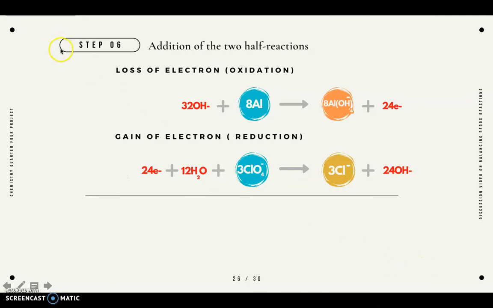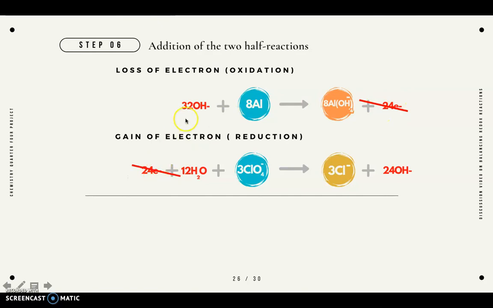So we will proceed to step 6, the addition of the two half reactions. We will add these two half reactions together, the oxidation and the reduction half reactions. And we will also cancel out the electrons and substances present on both sides. So we will do that first. As you can see, there are 24 electrons on the left side and there are 24 electrons on the right. So we will cancel these two out.